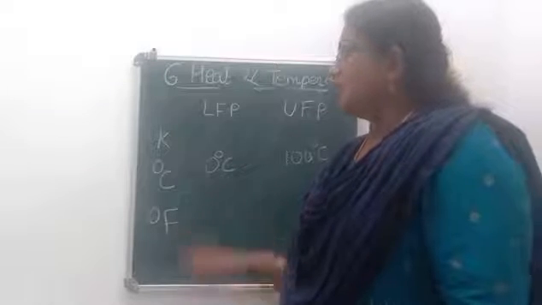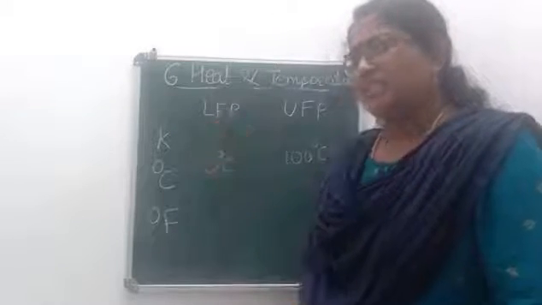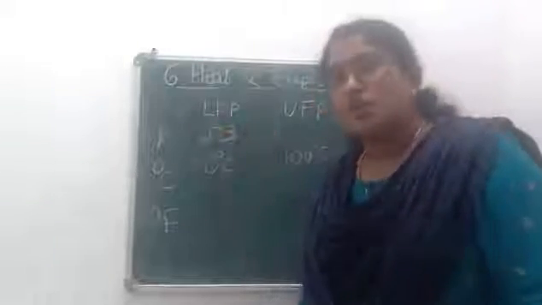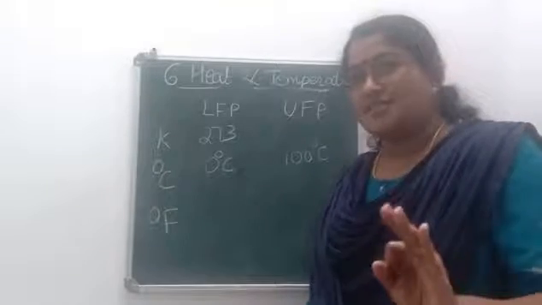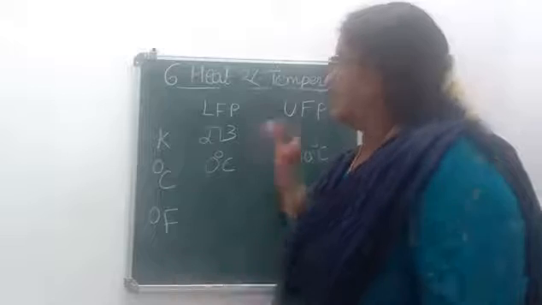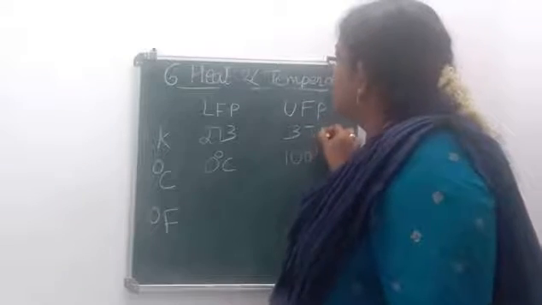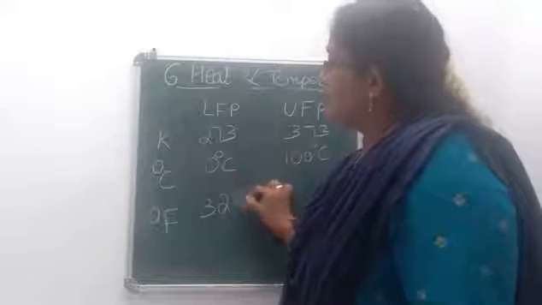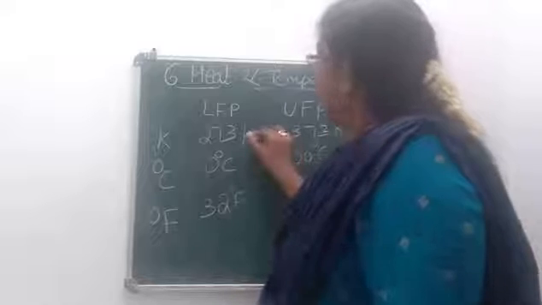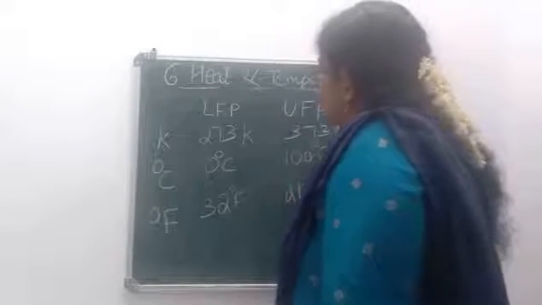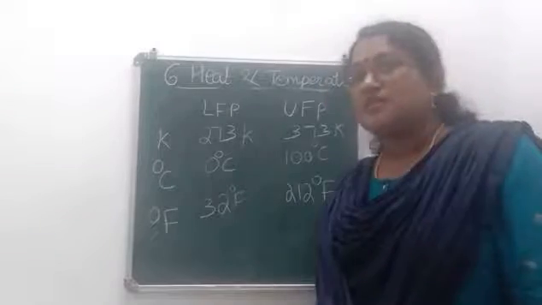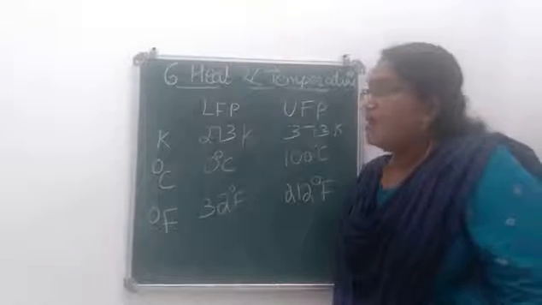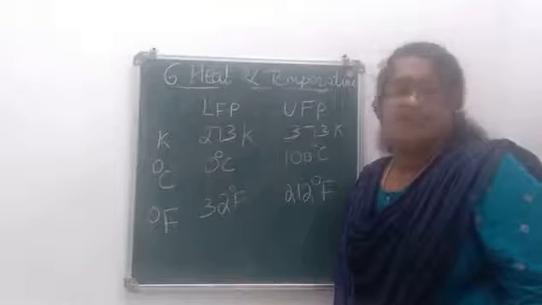Now, when you are considering the Kelvin scale, at what temperature does it start? It starts at 273 Kelvin. So the lower fixed point, or melting point of ice, is 273 in the Kelvin scale. Okay. And the upper fixed point is 373. Now, moving to the Fahrenheit scale, it is 32 degree Fahrenheit, and here it is 212 degree Fahrenheit. So these are the lower fixed point and upper fixed point in the Kelvin scale, degree Celsius scale and degree Fahrenheit scale.